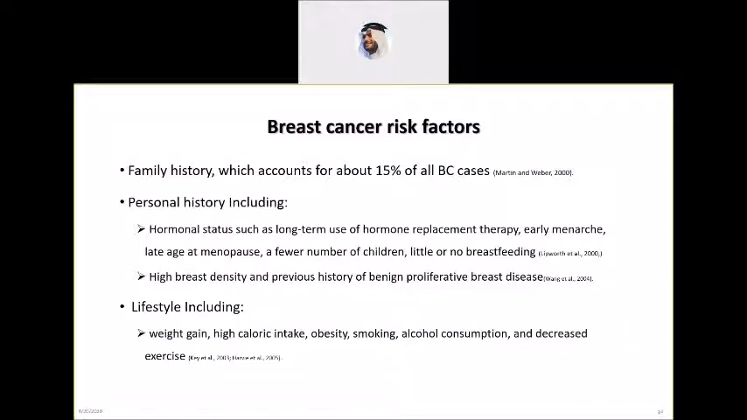There are different risk factors related to breast cancer. Of course, heredity may represent 15% of the cases. And there is also a relation with personal factors, including hormonal status, relapse, hormonal replacement therapy, early menarche, few numbers of children, but also high breast density. Lifestyle is included as one of the risk factors, like weight gain, high calorie intake, obesity, and others.